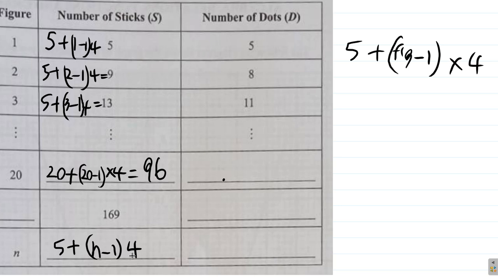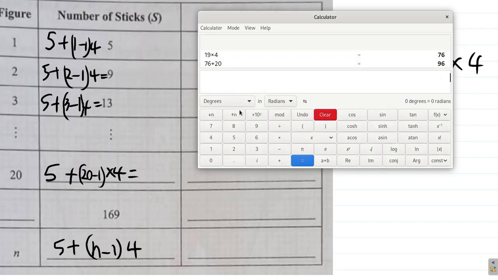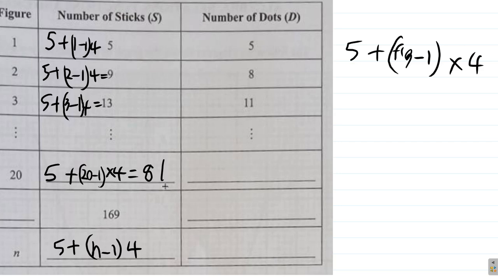So figure 20. Oh my, mistake. It's 5 plus the figure minus 1 by 4. Why did I write 20 there? My mistake. So it's 5 plus 19 by 4 then. 19 by 4, we have it as 76, and then add 5 to it, plus 5 gives us 81, right? So it's 81. Okay.